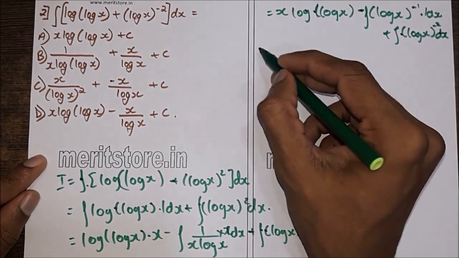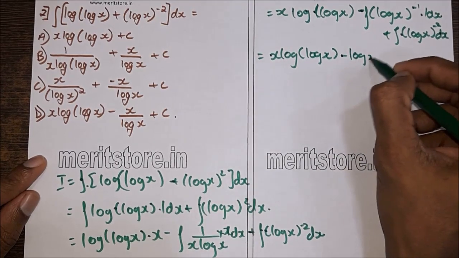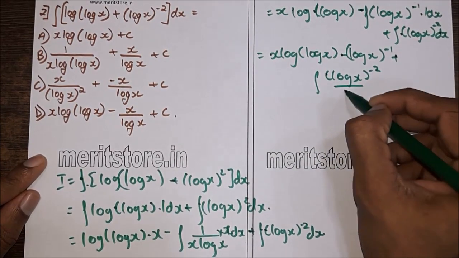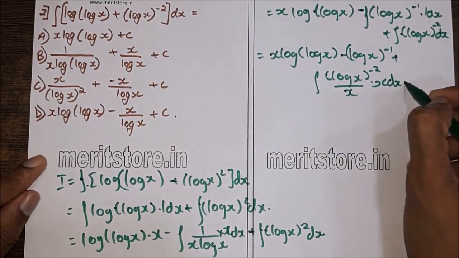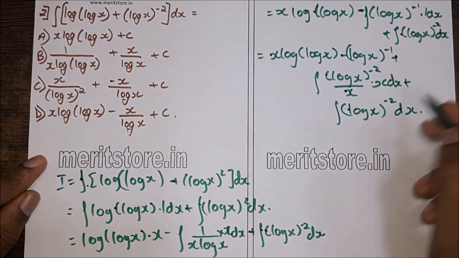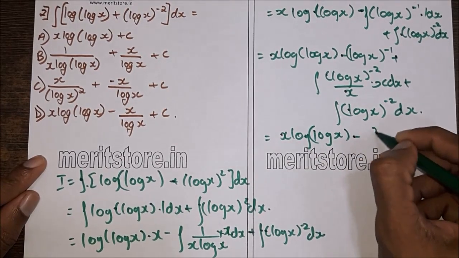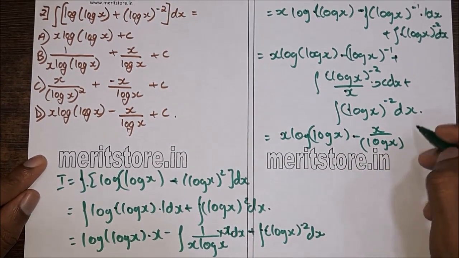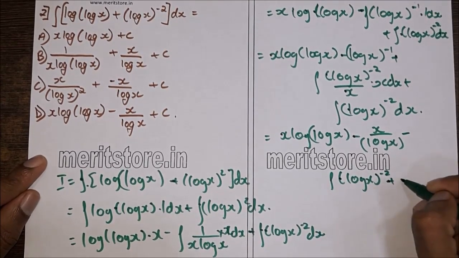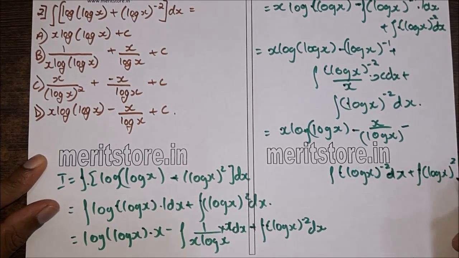Which for solving, we get x log log x minus log x raised to minus 1 into x plus integral log x raised to minus 2 upon x into x dx plus integral log x raised to minus 2 dx, which is equal to x log log x minus x upon log x minus integral log x raised to minus 2 dx plus integral log x raised to minus 2 dx.